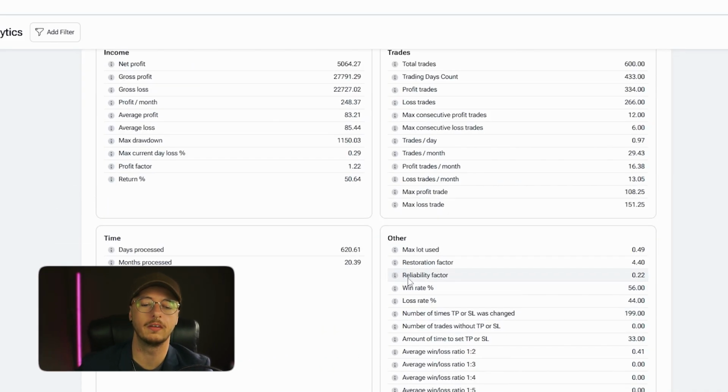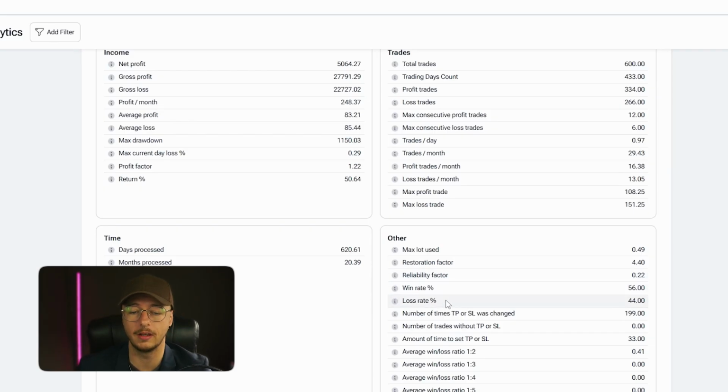Then we can come to reliability factor. This basically is how reliable your strategy is. And here, in my personal opinion, I don't tend to look at this too much, because I've had really good strategies that have outperformed really well with a low reliability factor. So in any case, I don't tend to take this too much into consideration, but if you want to, it's always welcome to check it.